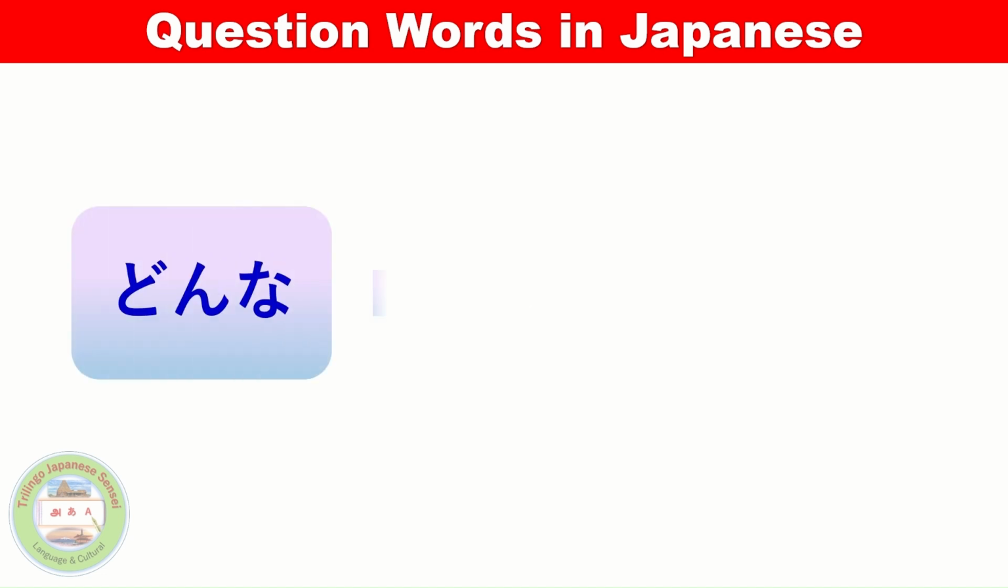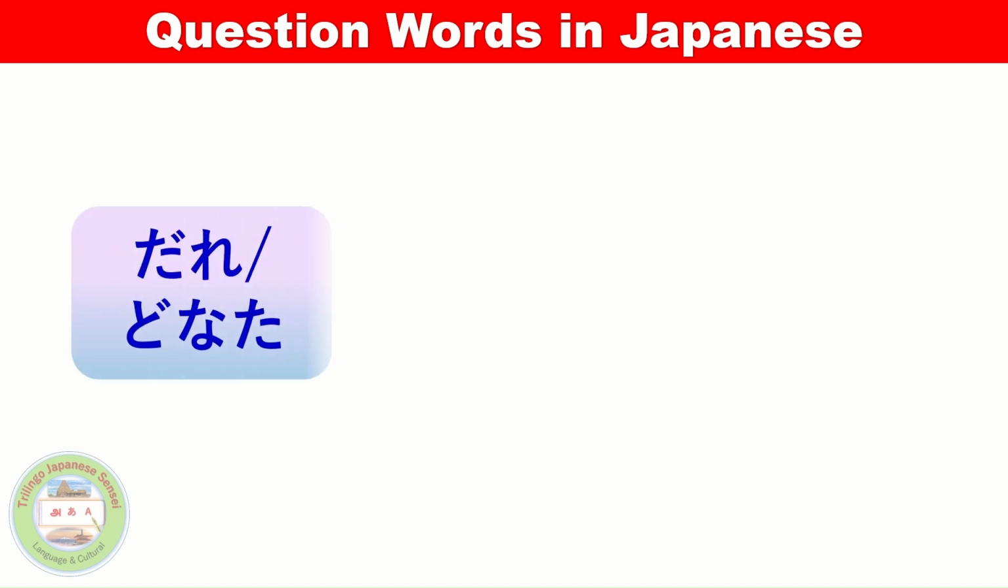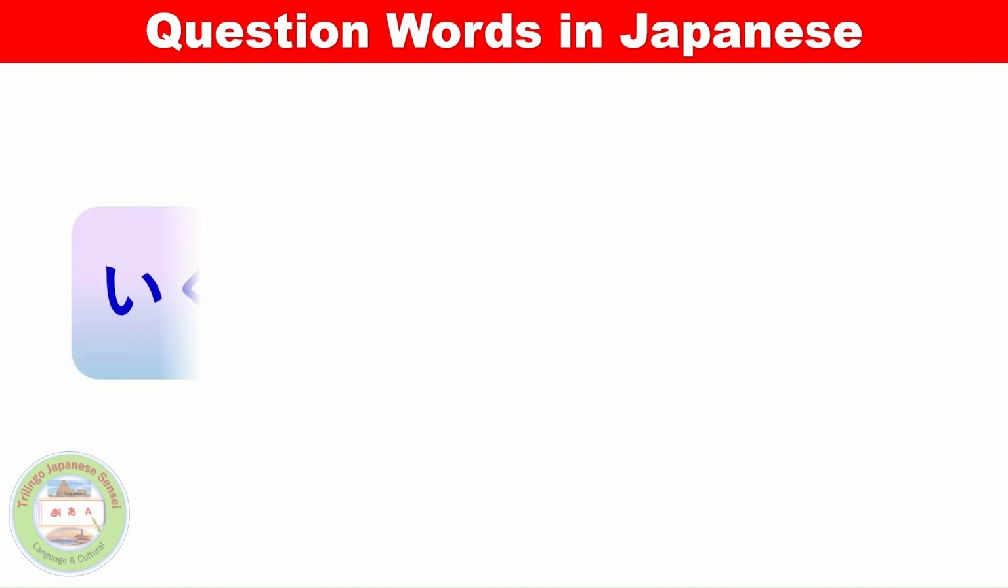The next one, donna. Donna means what kind. The next one, dare or donata. In here, dare is a casual form, donata is a formal way. But both are meaning who. Let's go to the next example.